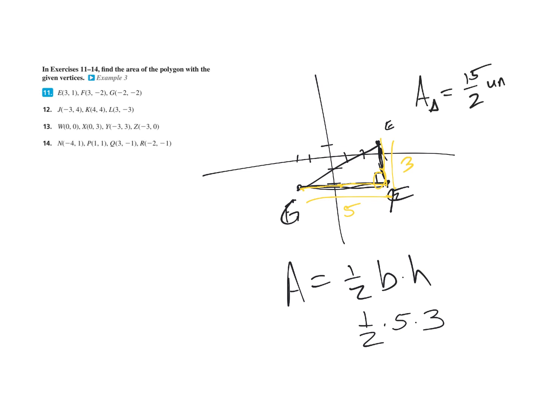And that's square units. Because it's how many squares fit inside your diagram. So that's why it's called square units. How many little squares fit inside it.